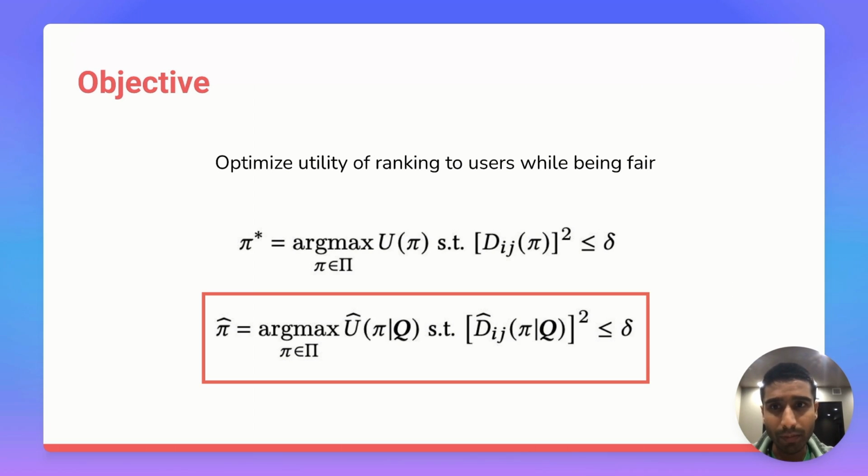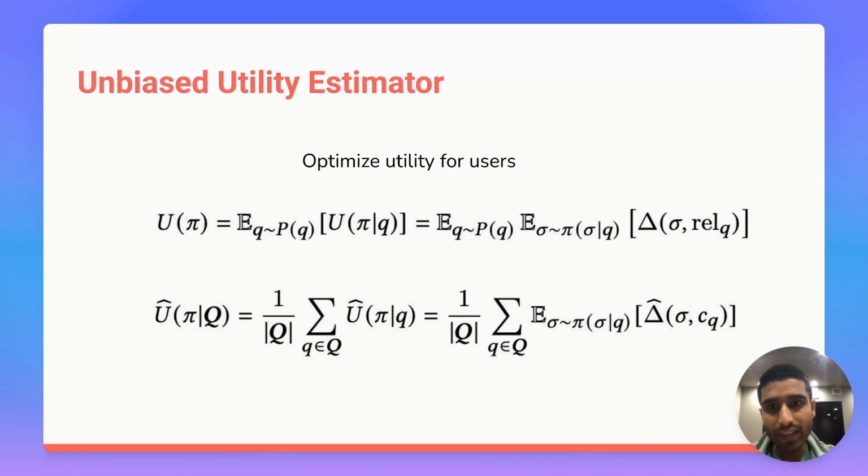Note that directly optimizing this objective is not possible, since neither the query distribution nor the relevances are known, which is why we take an ERM approach where the terms, the utility term and the disparity term, are replaced by estimators based on a partial information training set. Next, we'll talk briefly about our unbiased utility estimator.